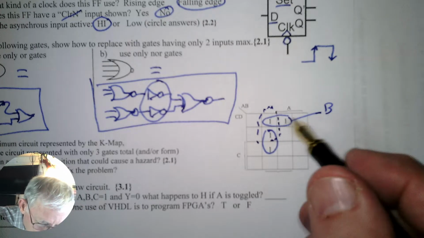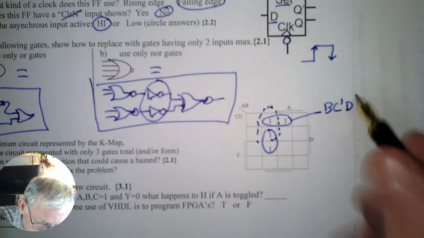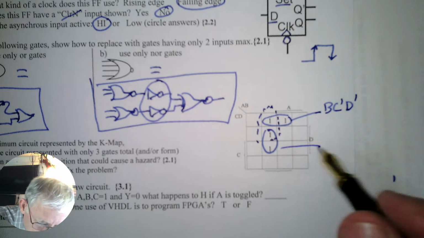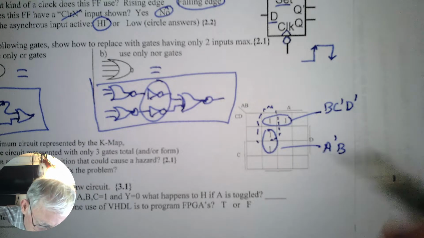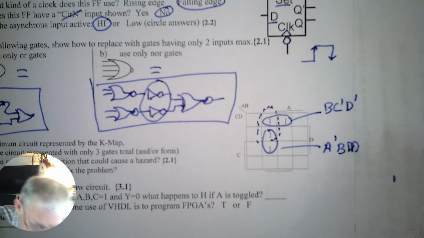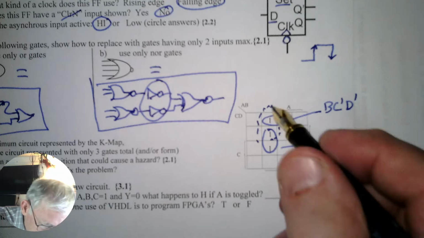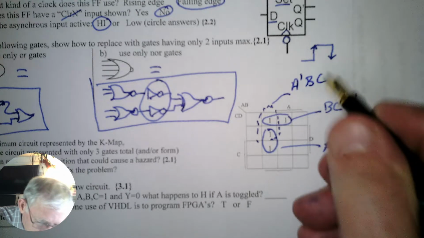A drops because it's 1 here and 0 there. C prime, D prime. And this is going to be A prime, B, and then it's D because it's in the middle 2 rows. D. So A prime B D. This consensus term would be A prime B C prime.